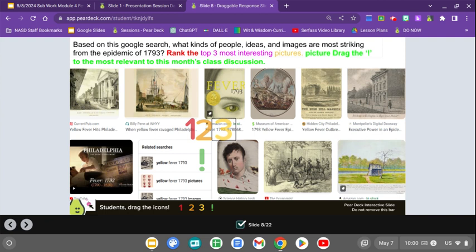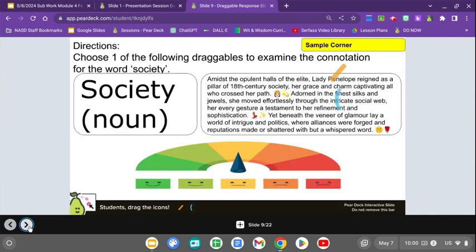Excellent work. Slide 9. Choose one of the following draggables to examine the connotation for the word society.